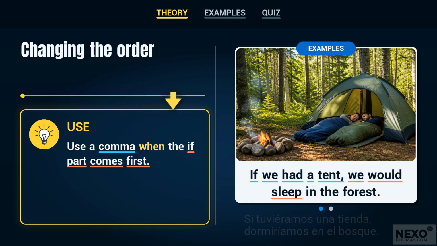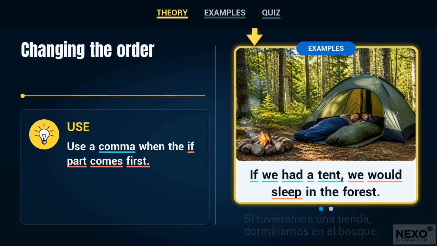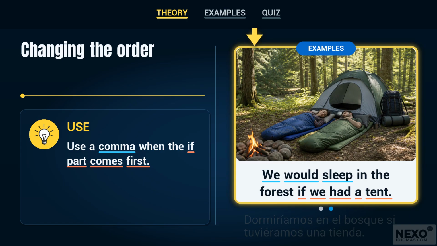Use a comma when the if part comes first. Example: if we had a tent, we would sleep in the forest. Example: we would sleep in the forest if we had a tent.